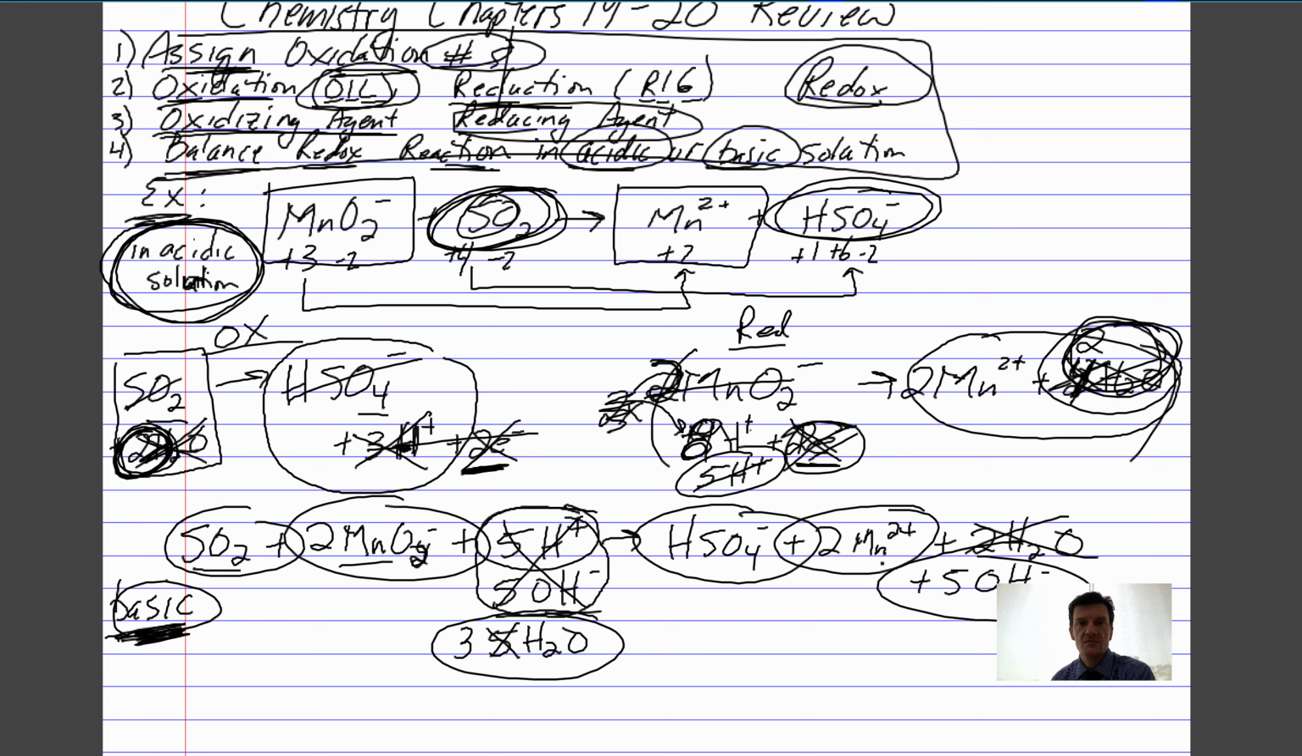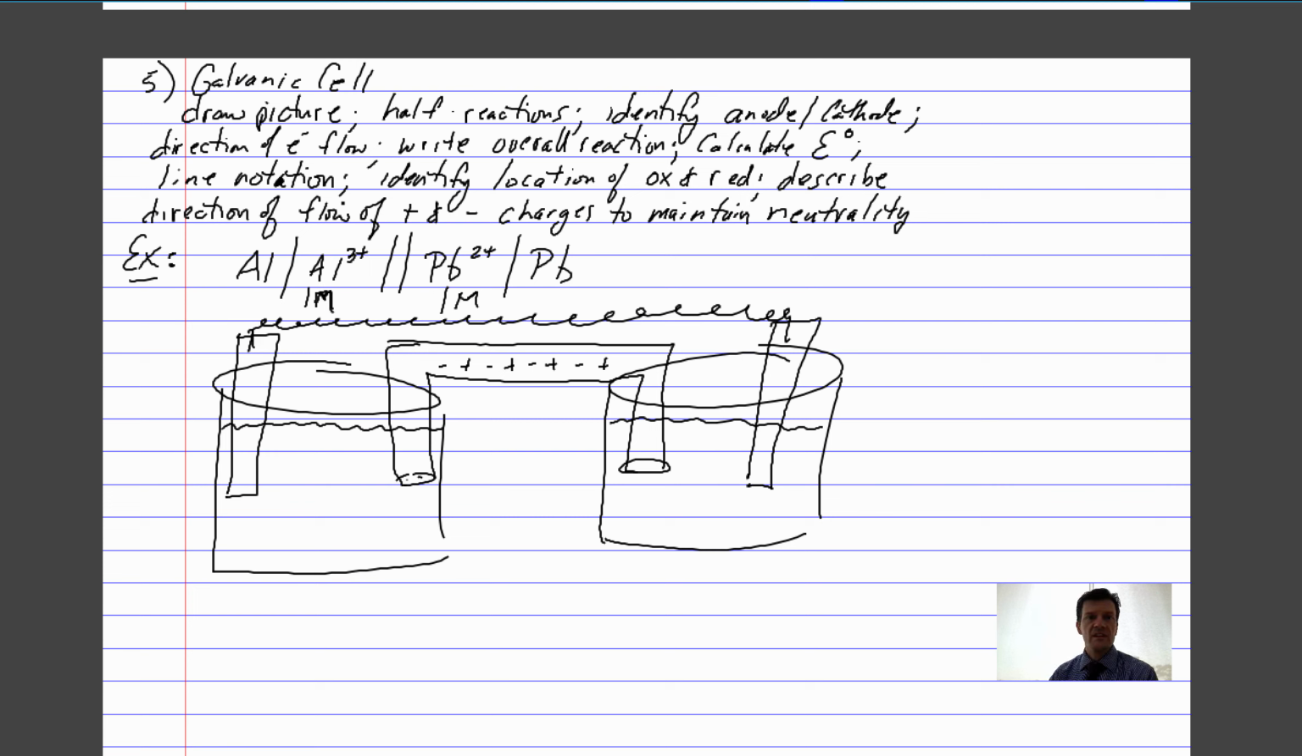galvanic cells. And let's talk about a galvanic cell. This is all chapter 20. So in a galvanic cell, you have to be able to do all of these things. You need to be able to draw a picture of a galvanic cell, describe and write the half reactions, identify which is the anode and which is the cathode, tell me what direction the electrons are flowing, and write the overall reaction. Calculate the E cell, meaning the voltage. Write the line notation, or use the line notation in order to draw the picture.